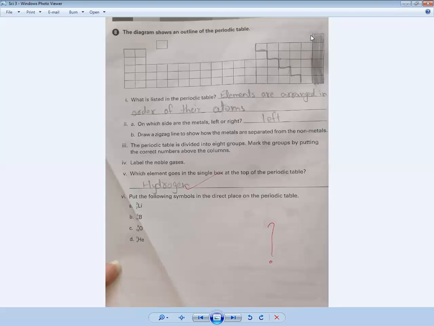Now come to question number 4. Label the noble gases. Okay, so I have told you, I'm showing on the screen. This is the group of noble gases. Label the noble gases. It means you have to shade them. These all are noble gases, and we have written here group 8. So group 8 means these all are noble gases.